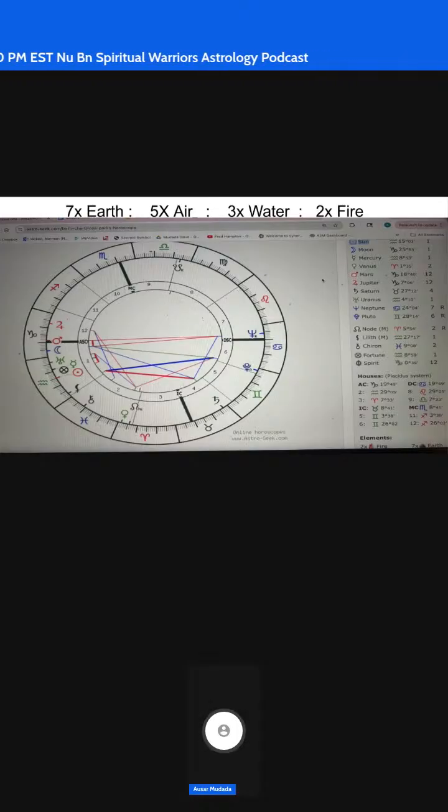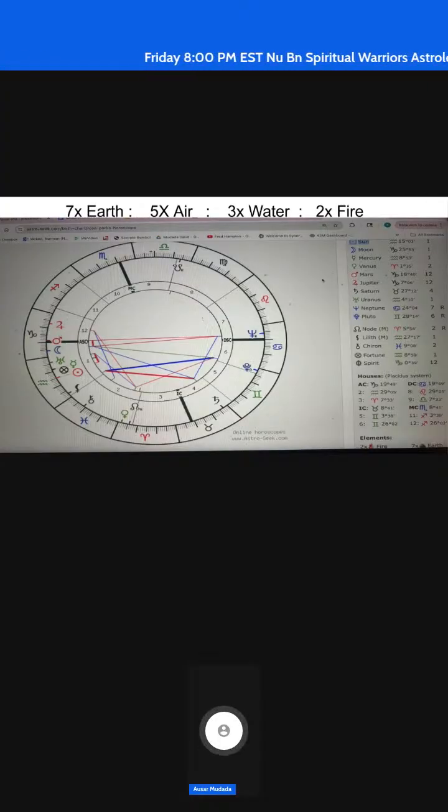So there's a couple of things that you will take a look at. One, you will take a look at the house that they're in. So what house is Mercury and Uranus in? And what does that tell you? So they're both in the first house, Mercury and Uranus. So what does that tell you?